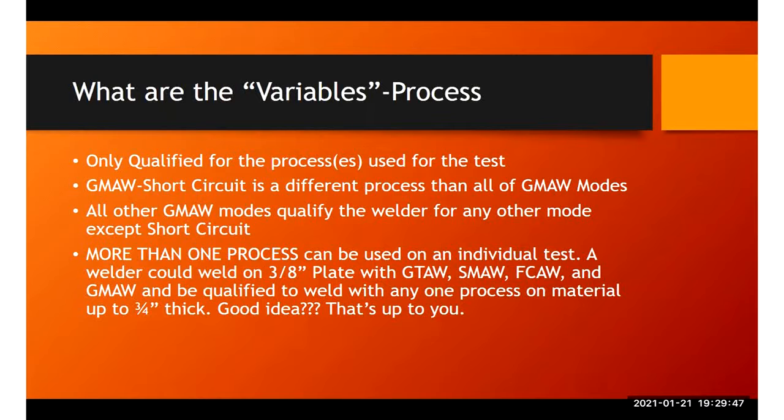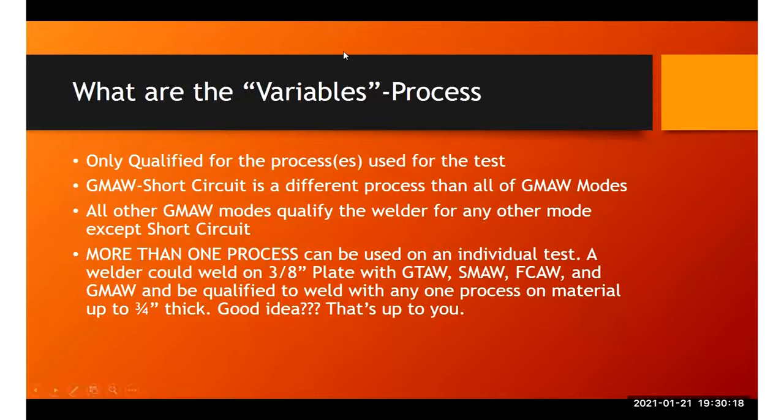So if a person takes a test with globular, they're qualified for spray. If they take a test with pulse, they're qualified for globular. Now, just because they're qualified doesn't necessarily mean they can do it on the job, because they've got to have a qualified WPS to do it. But just for welder performance qualification testing purposes, the ranges that they're qualified are all grouped together for all of the GMAW transfer modes except for short circuit.